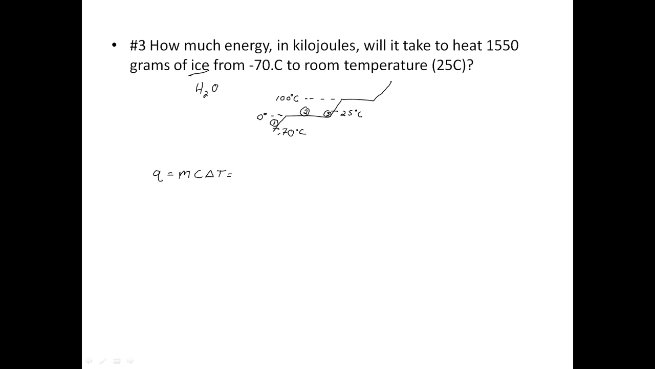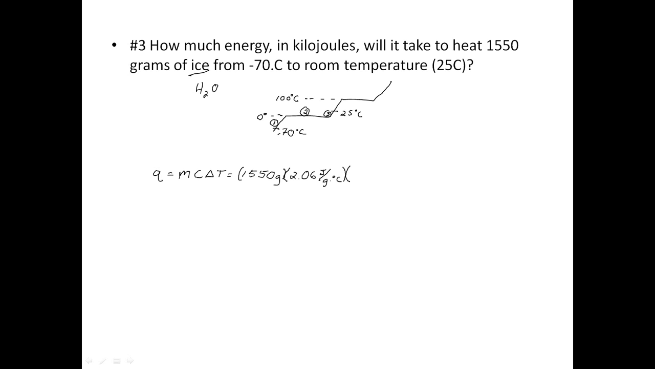Our mass is given in the problem as 1,550 grams. Our specific heat is that of solid H2O, or ice. So we look at the top of the data table, and we see that it's 2.06 joules per gram degree Kelvin or degree Celsius. Remember, Kelvin and Celsius are interchangeable in the thermodynamic world.